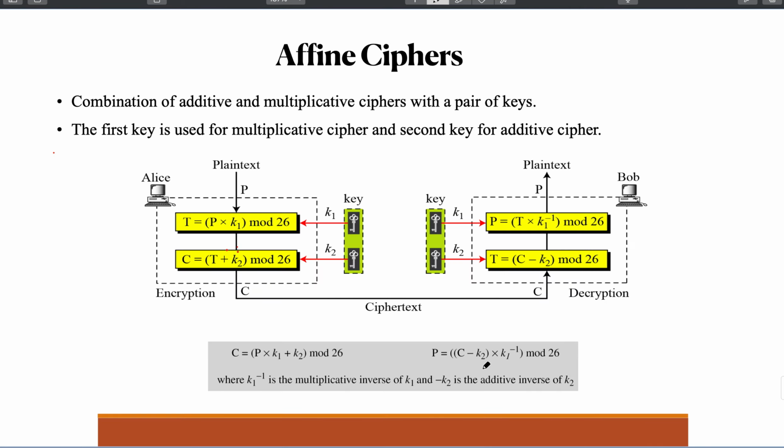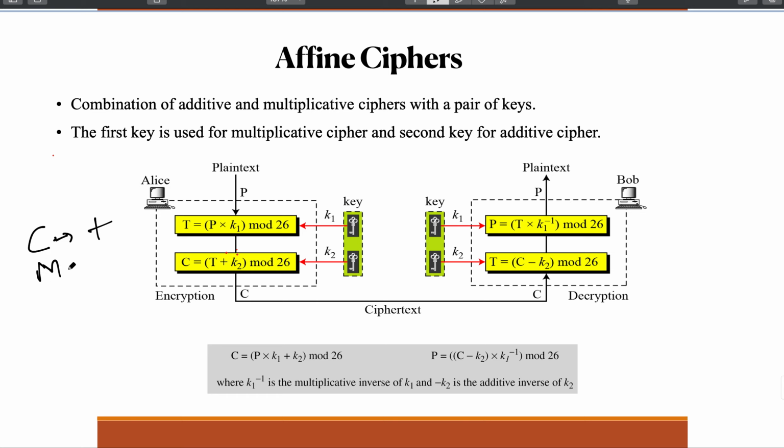Now moving on to the next substitution cipher, which is called the affine cipher. The affine cipher is a combination of the additive and the multiplicative ciphers with a pair of keys. We have seen that the Caesar cipher used addition and the multiplicative cipher used multiplication. So in the affine cipher, you combine both addition and multiplication into one cipher, using two keys. Here two keys are used, K1 and K2. It is not just one key.